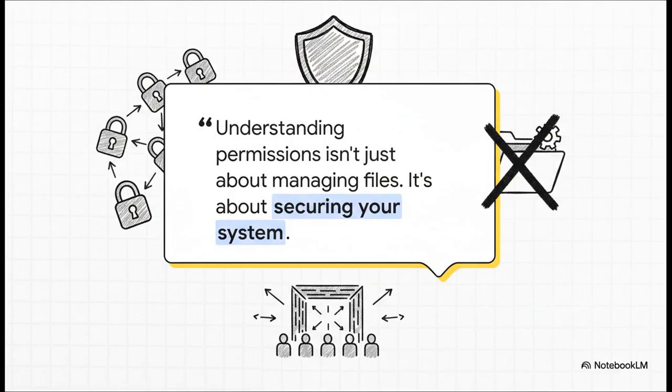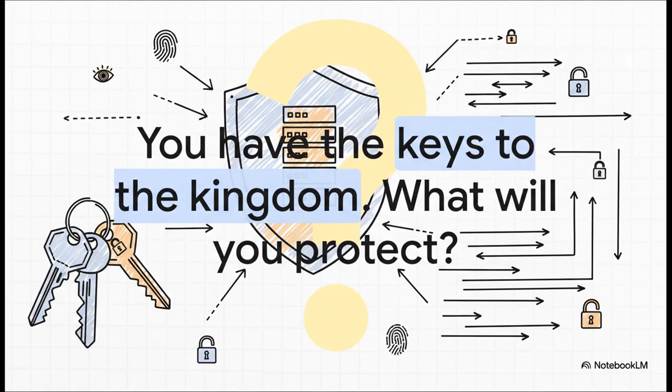And that's really the big takeaway. This isn't just some boring administrative task. Every single time you set a permission, you are making a security decision. Proper permissions are your absolute first line of defense against unauthorized access and even just simple mistakes. So now you have the tools. You can read the code, you can write the code, and you can assign control. You basically hold the keys to the digital kingdom. The only question left is, what are you going to protect?